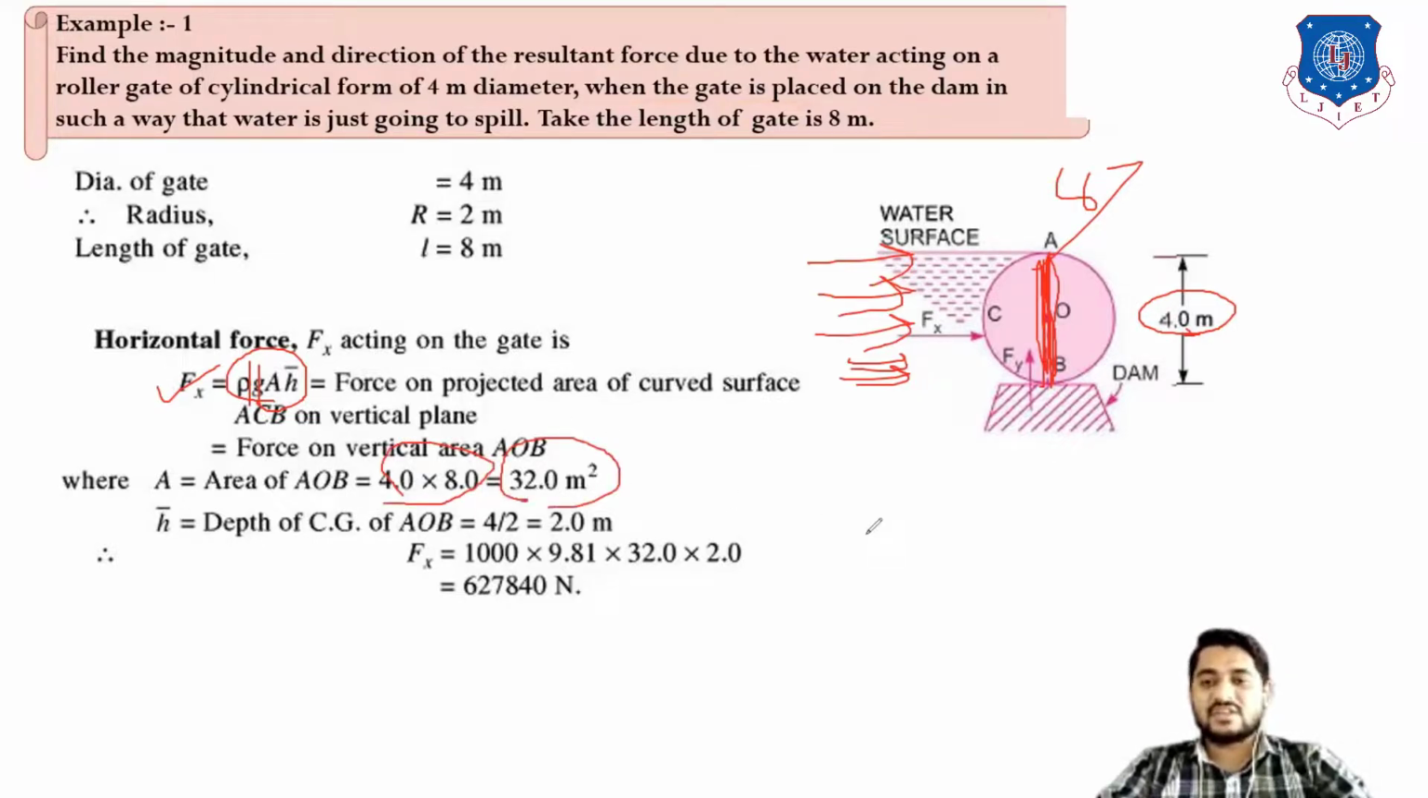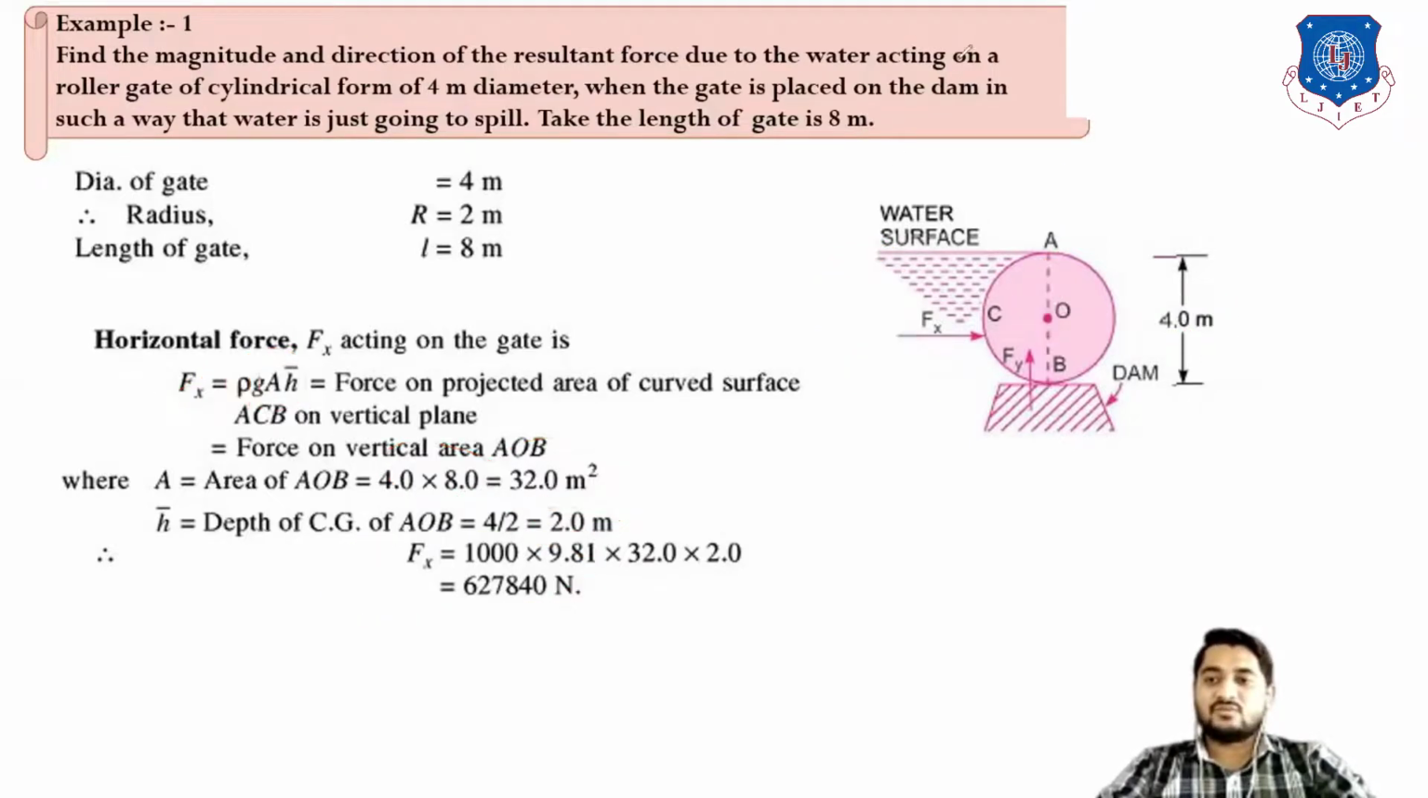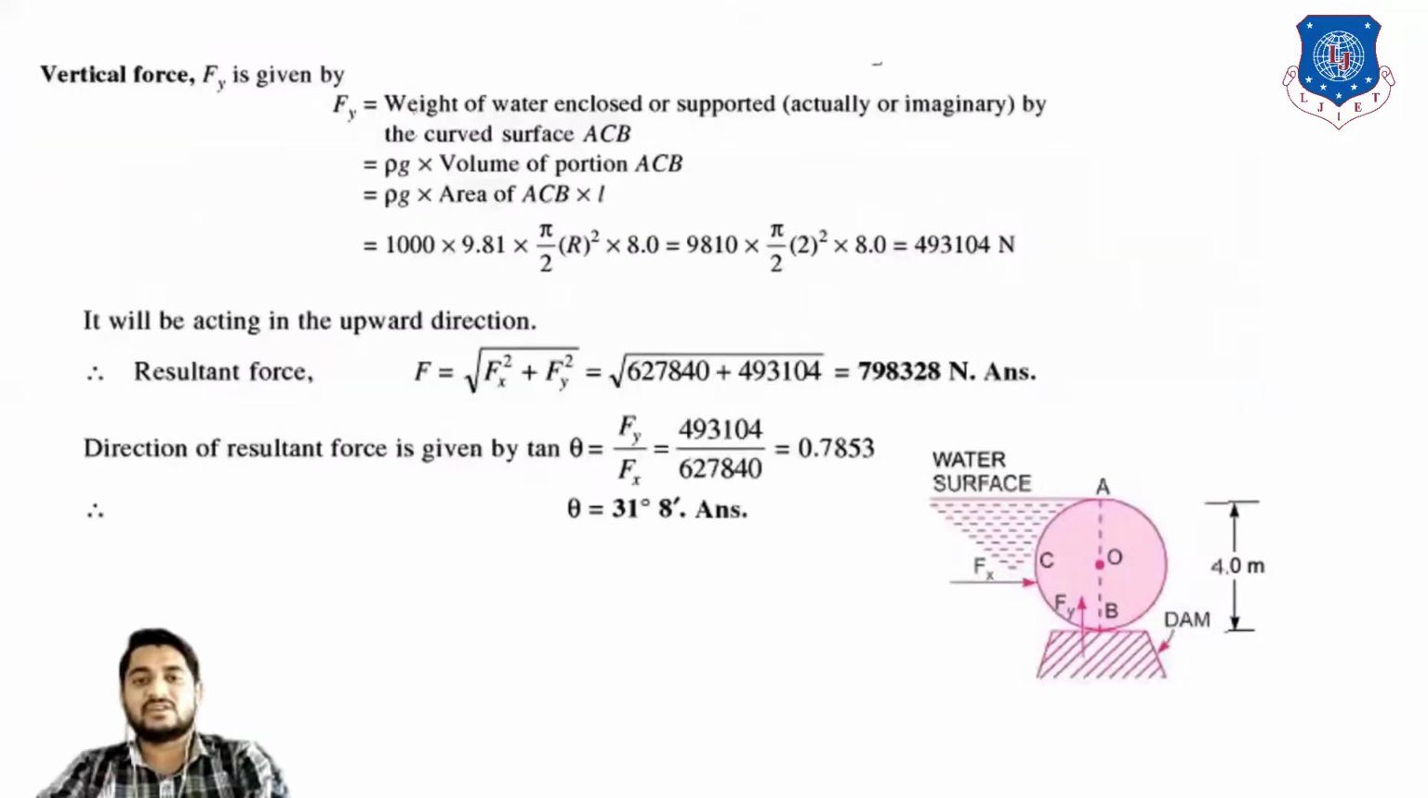Clear? Next one is h bar. Total height of the plate is 4. So h bar is in the center. So h bar will be 4 divided by 2, that means 2. So we can find Fx is equal to 627840 Newton. Clear? Now we have to find Fy. So let us find Fy. For Fy, we have to calculate the weight of the water displaced. So Fy is equal to rho V g of the water displaced. Rho g remains as it is, but volume, that means area of this portion and length of this portion.